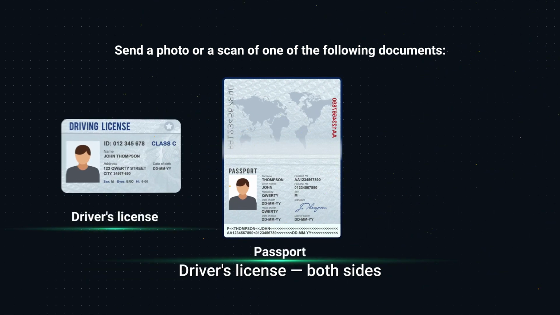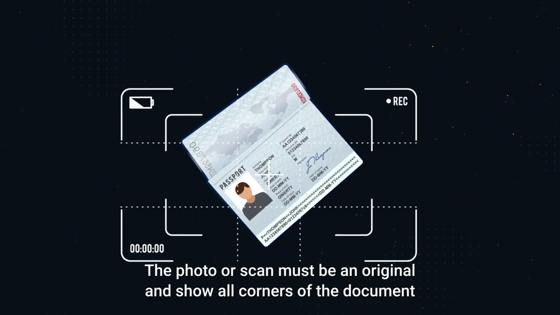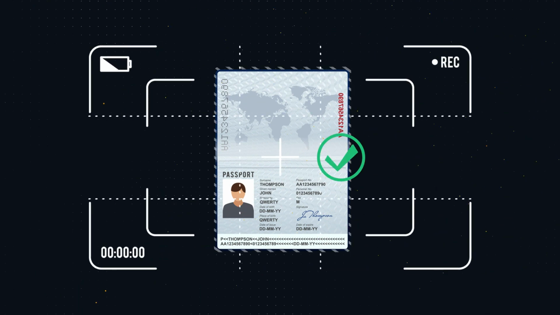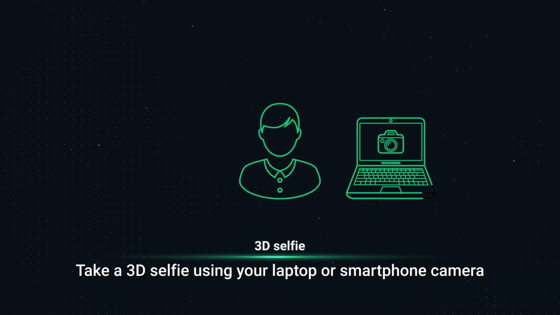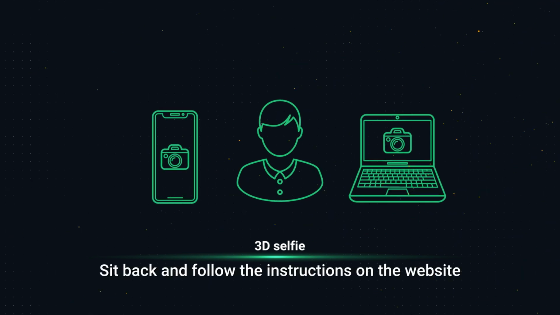Driver's license, both sides. ID card, both sides. The photo or scan must be an original and show all corners of the document. We don't accept collages, screenshots, or edited images. After this, you'll need to take a 3D selfie with your laptop or smartphone camera. Sit back and follow the instructions on the website.